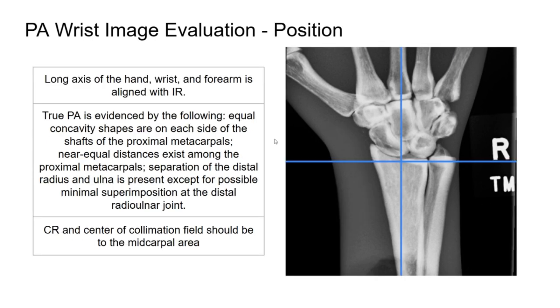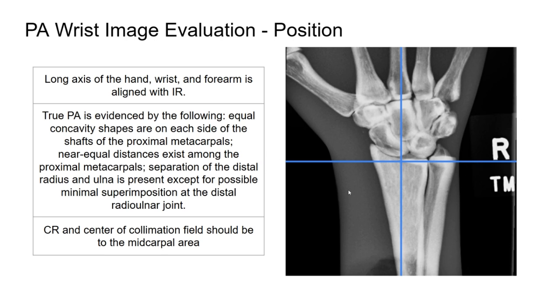Now, for positioning purposes, you want to have the long axis of your hand, your wrist, and your forearm all be aligned with the image receptor. If you are performing a true PA, it's evident by the equal concave shapes that you're going to see on each side of the shafts of the proximal metacarpals, as you see here. You're going to have near equal distances among the proximal metacarpals, and then separation of the distal radius and the ulna is going to be present except for the possible minimal superimposition at the distal radioulnar joint spacing right here.